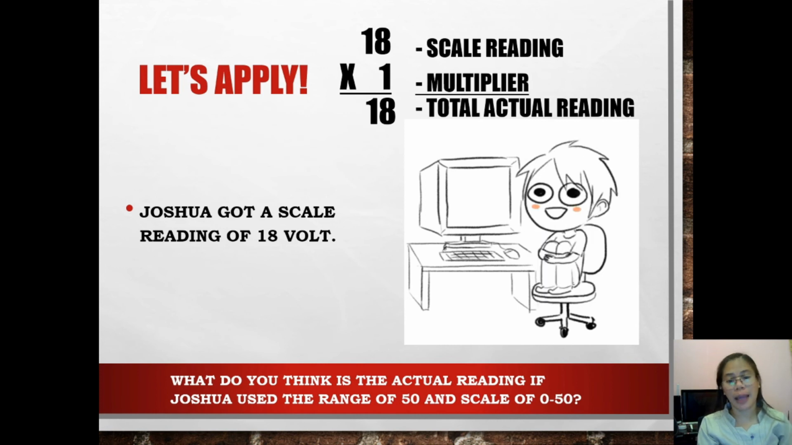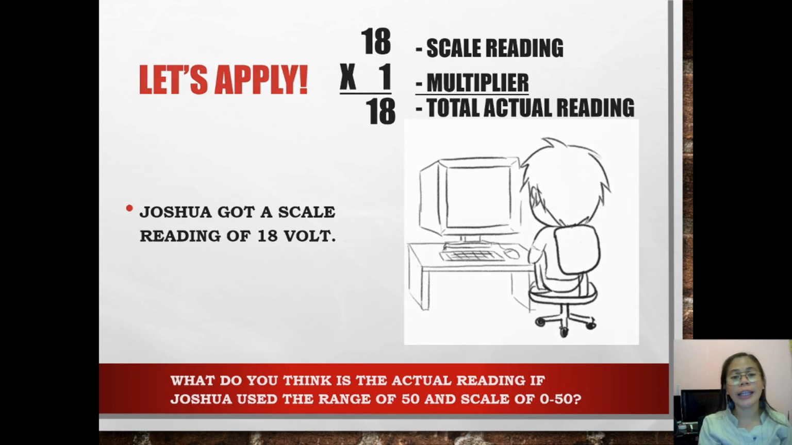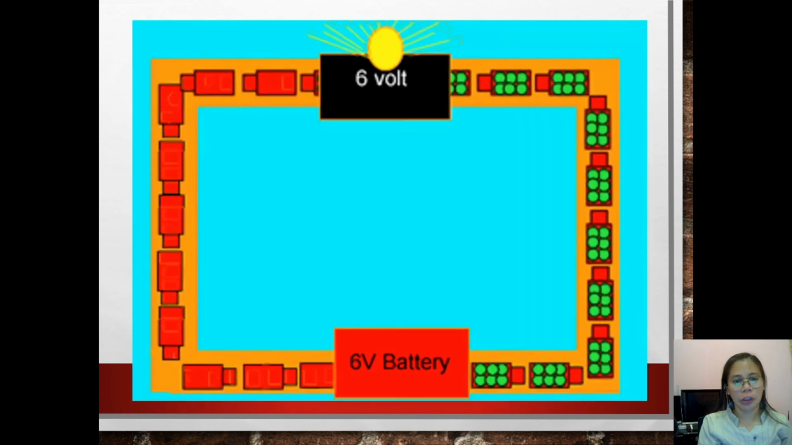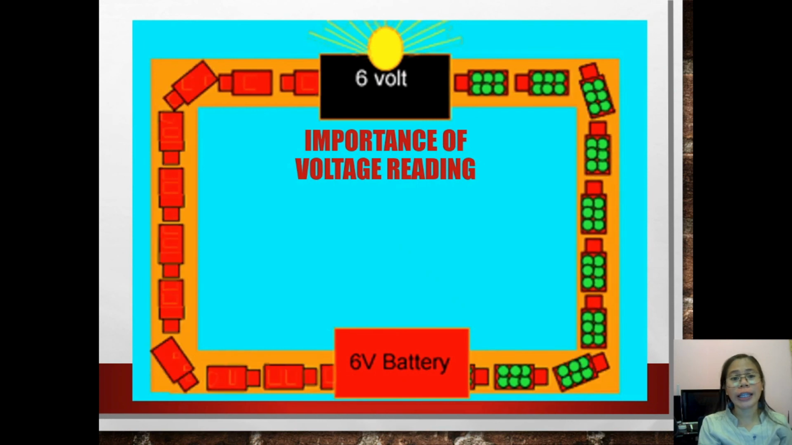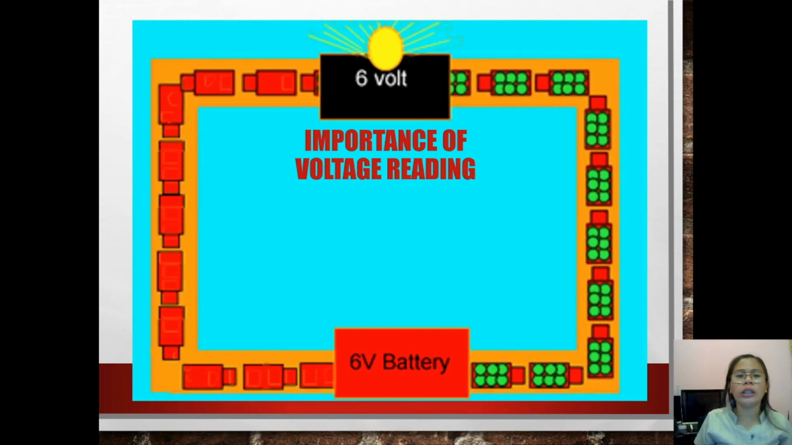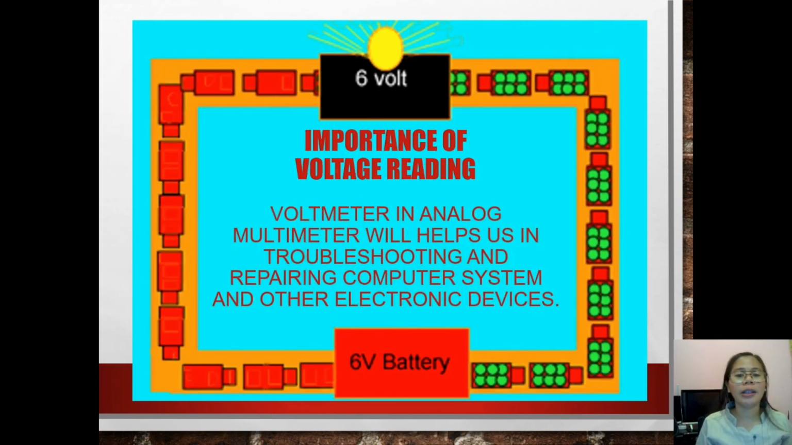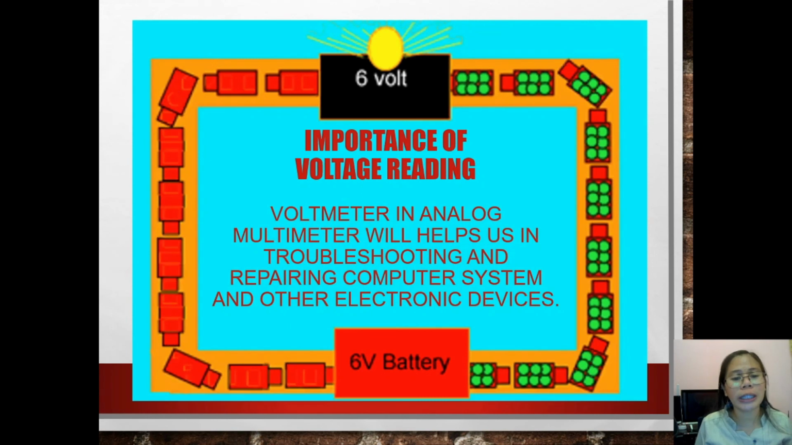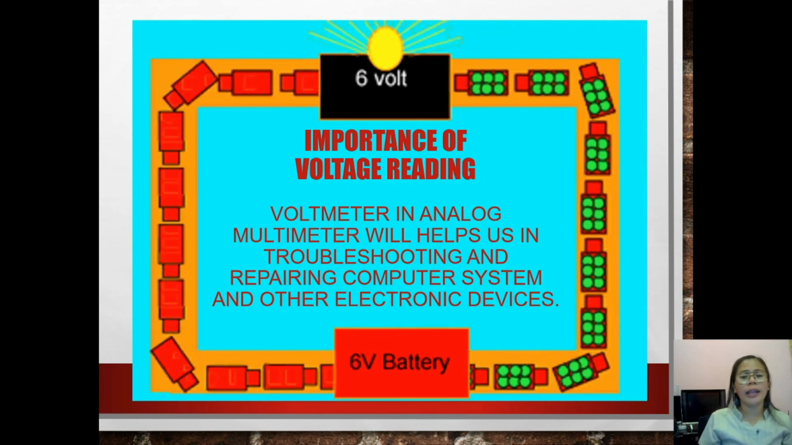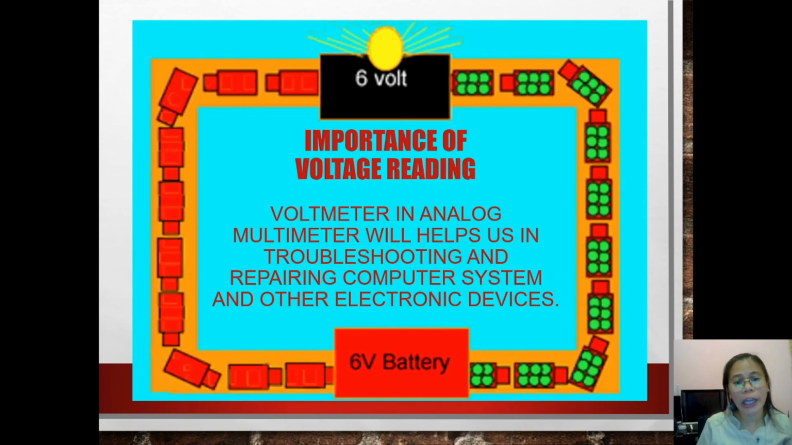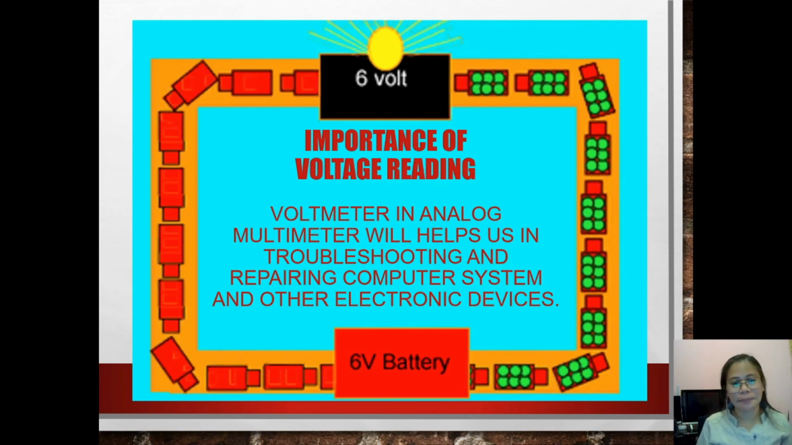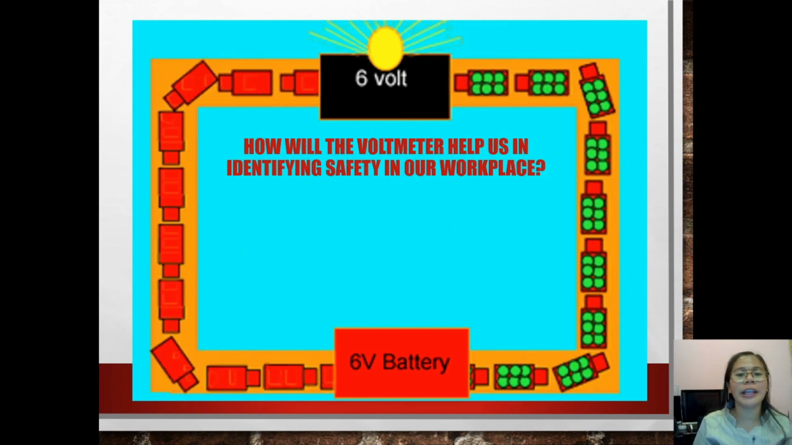That is how we apply the voltage reading in the analog multimeter. So next, what is the importance of voltage reading? And why do you think we need to discuss the voltage reading? Because the voltmeter in an analog multimeter will help us in troubleshooting and repairing computer systems and other electronic devices, such as your battery and the power supply of your computer system. Next, how will the voltmeter help us in identifying safety in our workplace?